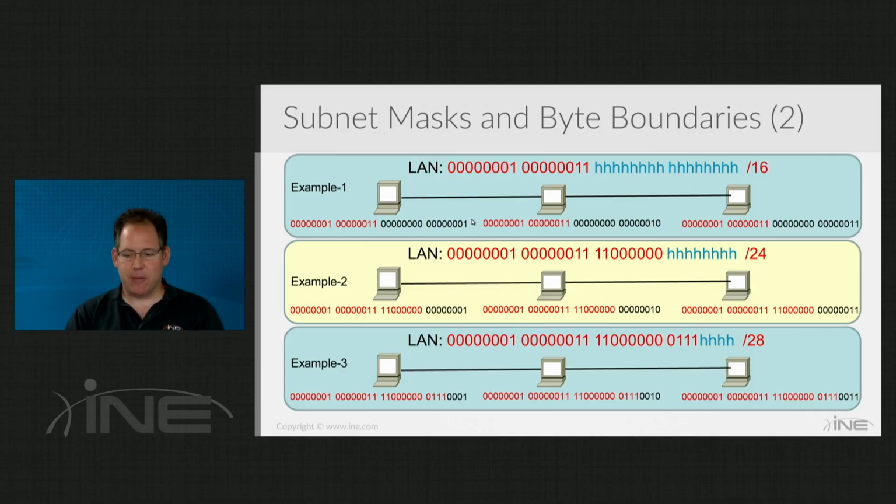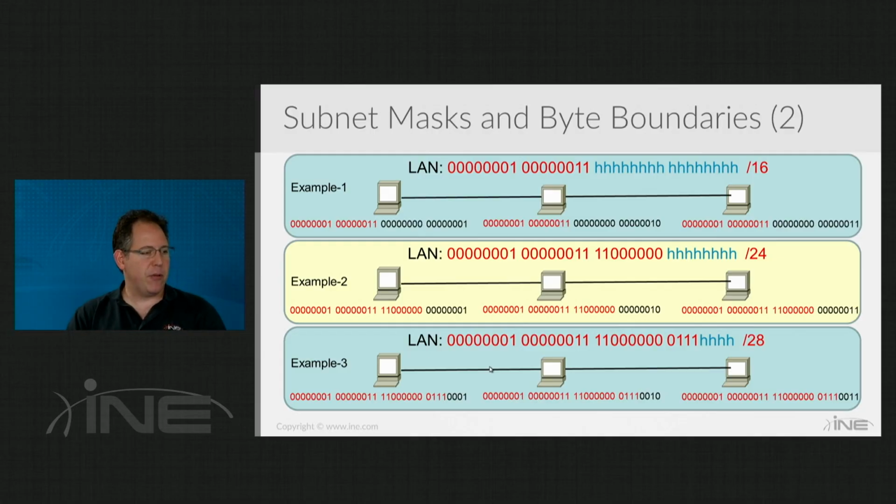Last question about this. If this company was originally given the Class A network of 1.0.0.0, which of these subnet masks would provide for the greatest quantity of subnets? In other words, which of these subnet masks would allow us to take that original network of 1.0.0.0 and carve it up into the most quantity of subnets that we could, give us the most variation? Well, hopefully you said example number 3.